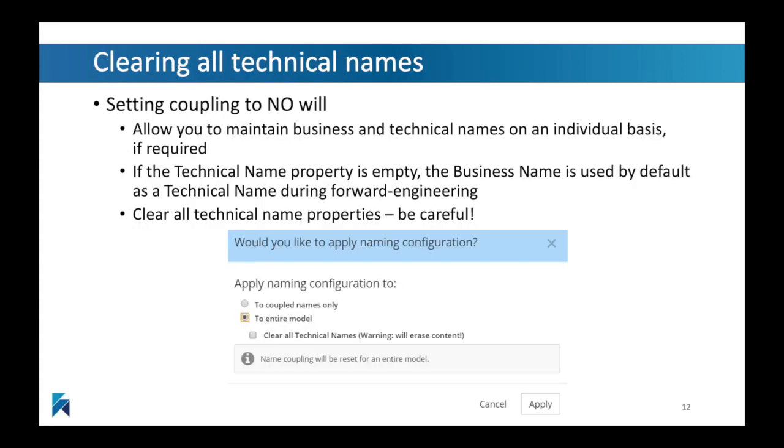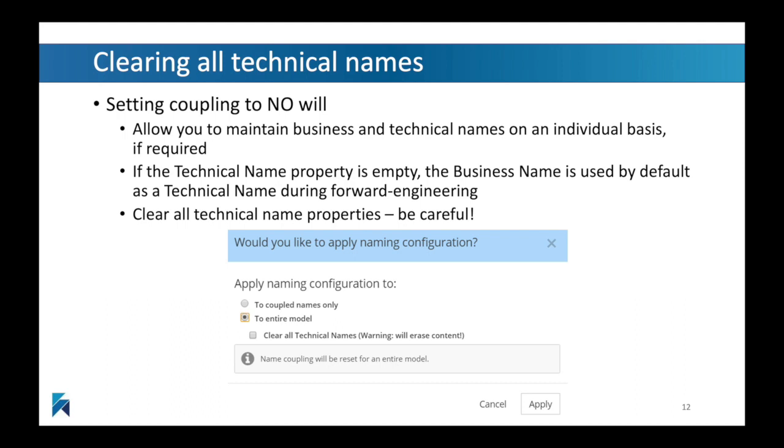Note that you also want to take some care here. When you, for example, set the coupling to no, that will clear all the technical names. It allows you to maintain the business and the technical names on an individual basis, right? But it will also potentially clear the technical names, and you need to handle this with appropriate care.